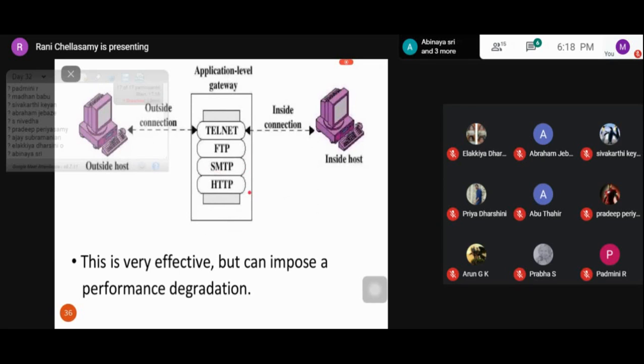So what does this application level gateway mean? The firewall is applied on the application layer, between the inside connection and the outside connection. It protects the application layer between the inside, that is the private network, and the public network. So this is very effective, but it can impose performance degradation also.